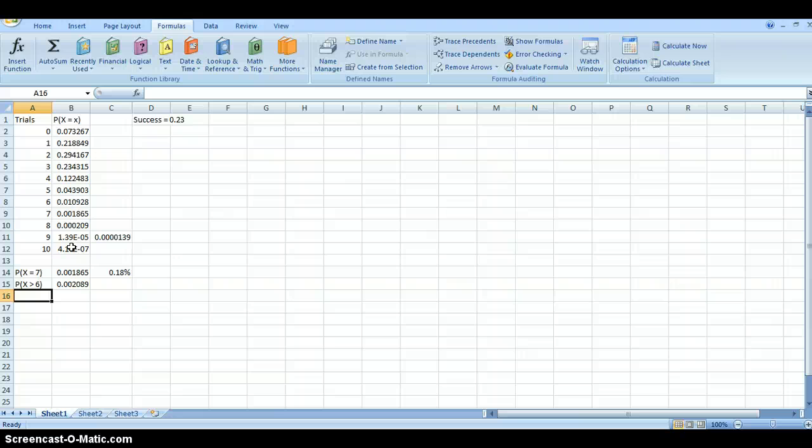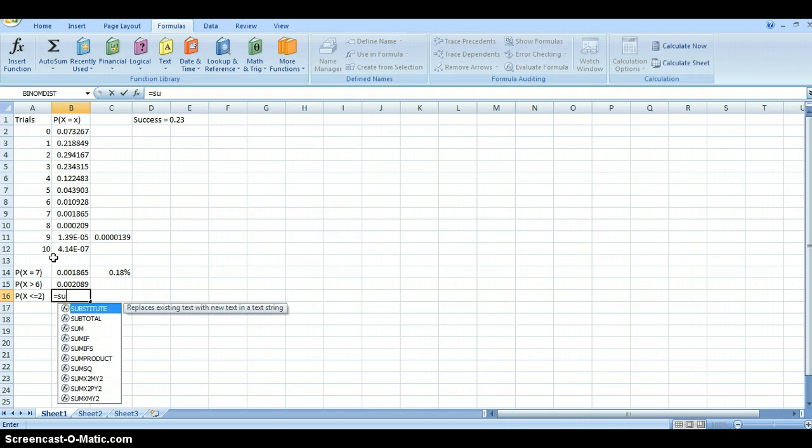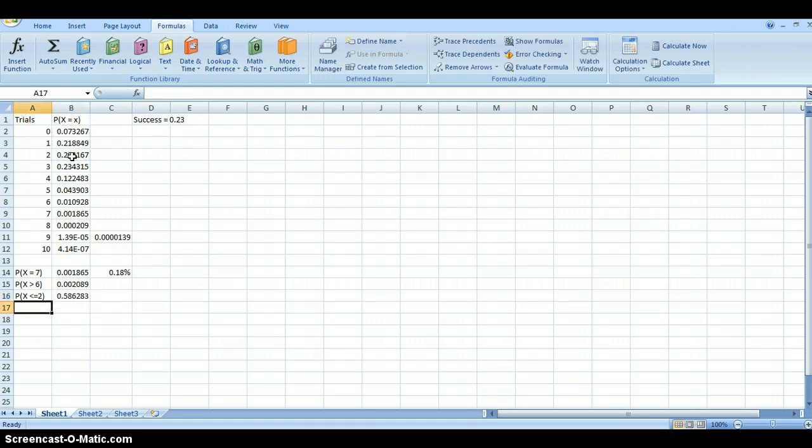Again, very small, 0.21%. If there's an equals, so if I want the probability that x is less than or equal to 2, well, now you're saying that you wanted to add the probability of 0, 1, and 2 because there's an equal in there. So you can do equals the sum and then have it add those 3 together, and then you would get that probability. So this is for the binomial.